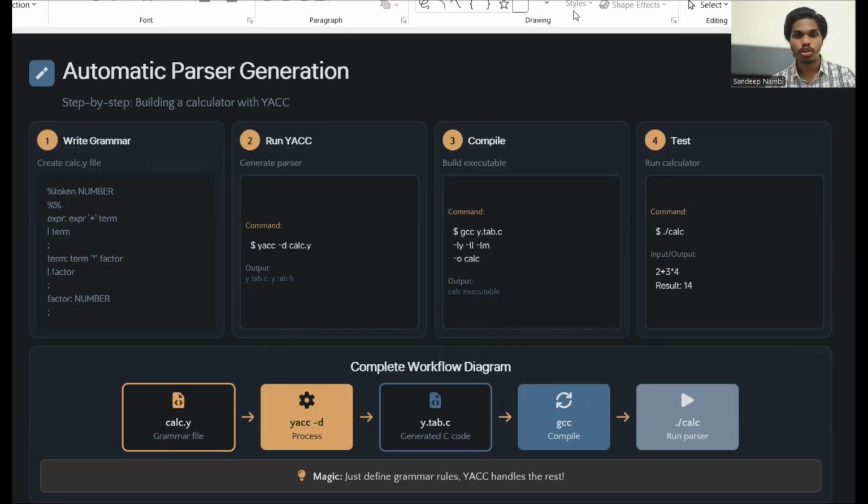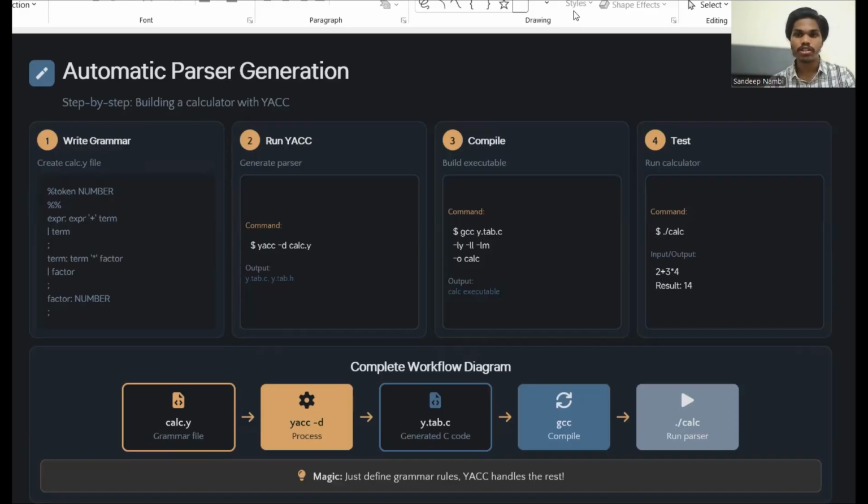And this generates two outputs, that is y.tab.c file, which is the parser, and y.tab.h, the header file with the token definitions. And step three is the compilation stage, which builds the executable. We have to run the following command, that is gcc y.tab.c -ly -ll -lm -o calc, where calc is the file name. And this compiles the generated C code into an executable called calc.